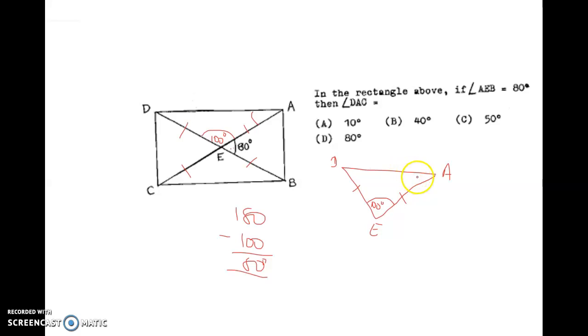And remember, we want to find this, right? Remember, these two are equal to each other, right? So you have to divide that by 2. And you get 40 degrees, which is B, right? Again, very simple, just need to know how to apply your rules.